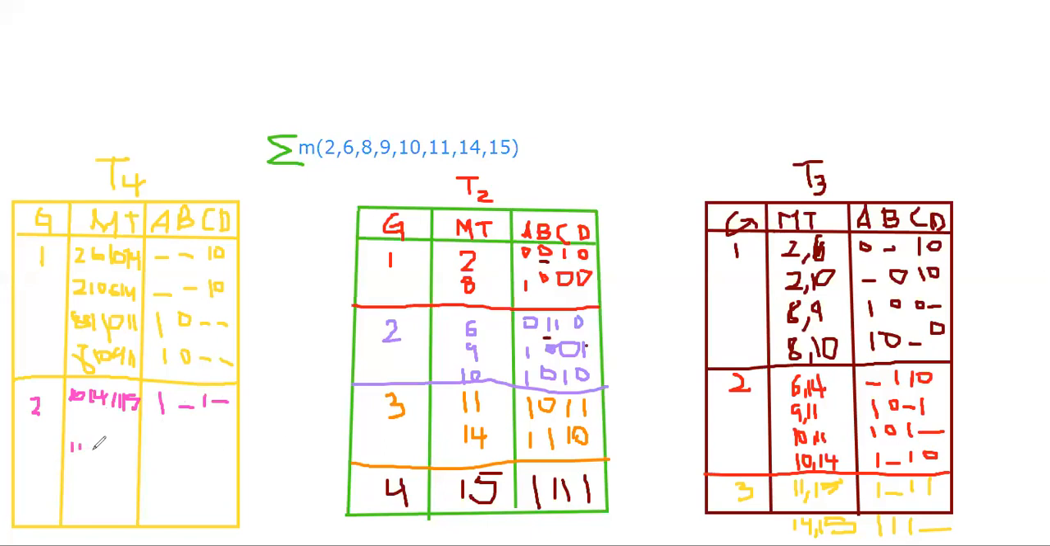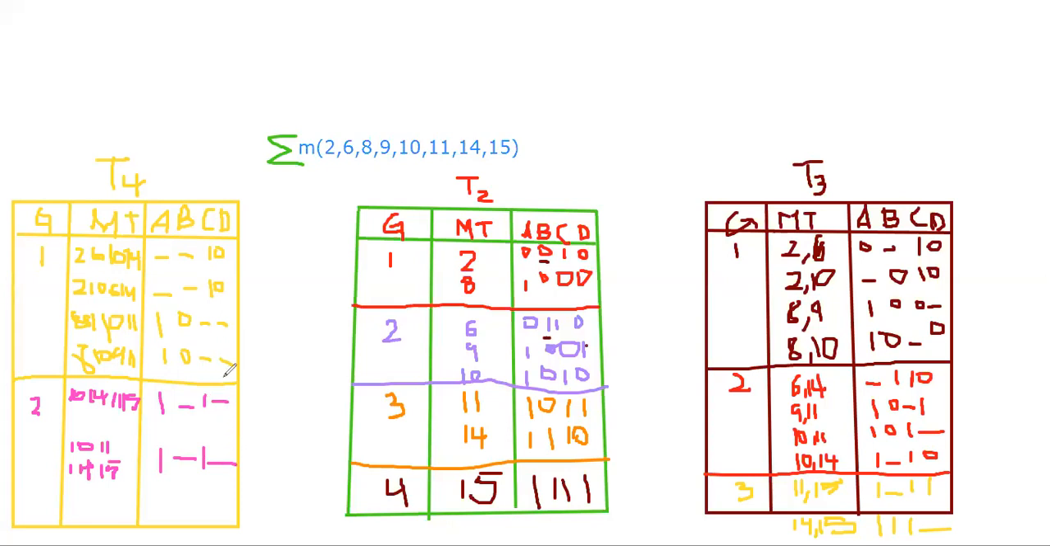Second grouping is 10, 11, 14, 15. So it is again 1 dash 1 dash.